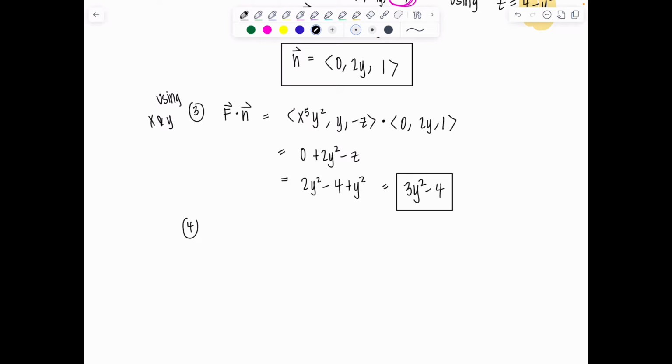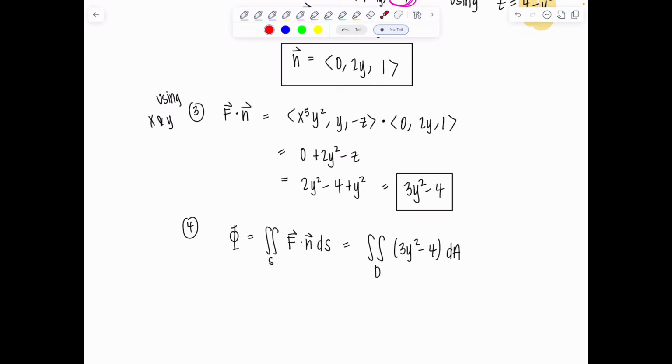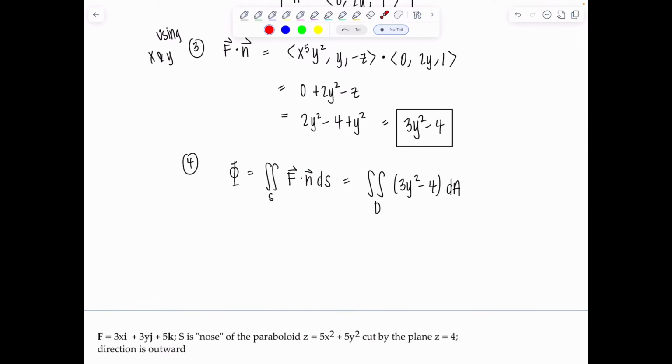So step 4, flux is going to be the double integral over S of f dot n dS, which is the double integral over D of 3y squared minus 4 dA. The students were asking me, when do you switch S to D? When you switch dS to dA. And then from here, we decided it was just going to be a rectangle, so we integrate x from 2 to 10, y from -2 to 2, of 3y squared minus 4, dy dx, and then I'll let you figure out this is 0.